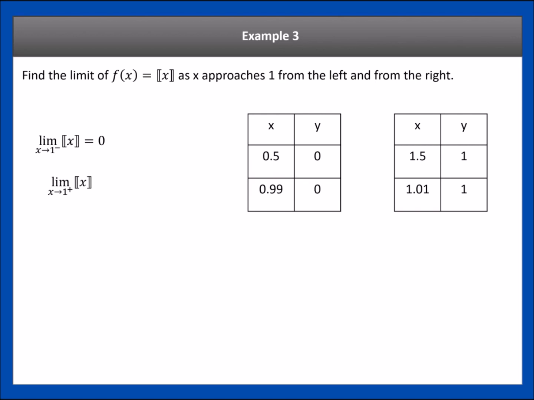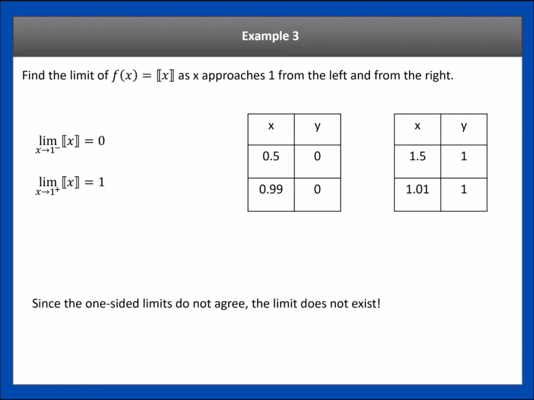Now let's do the right side limit. So here we're approaching 1 from the right side. So this is 1, but we're approaching it from the right, right? So then if I do 1.5 and 1.01, they're both going to be equal to 1 because 1 is less than or equal to 1.5 and 1 is less than or equal to 1.01. So the one-sided limit is 1. Okay, so since the one-sided limits do not agree, that means the limit does not exist. Or the one-sided limits are not equal, and that implies the limit does not exist.